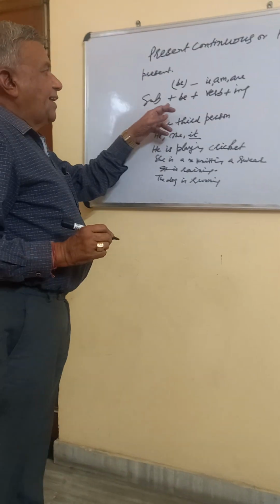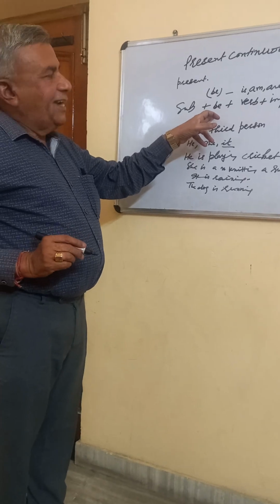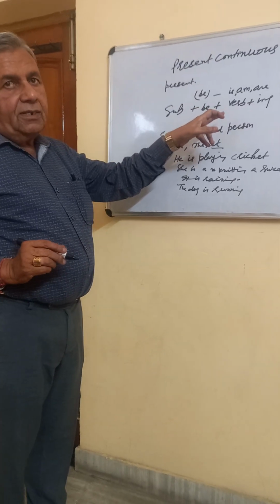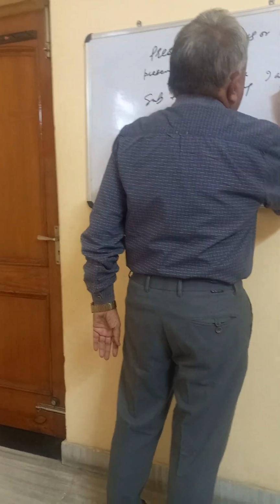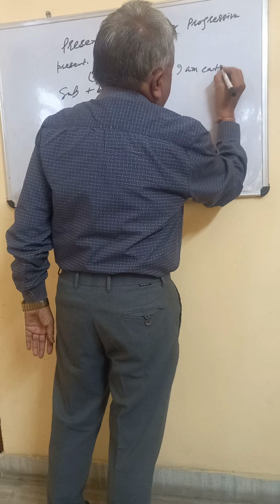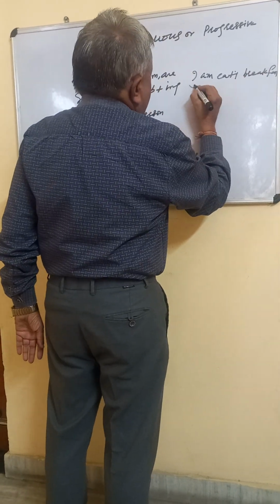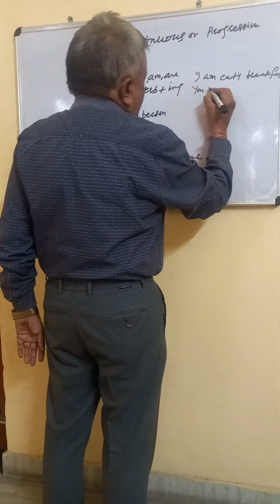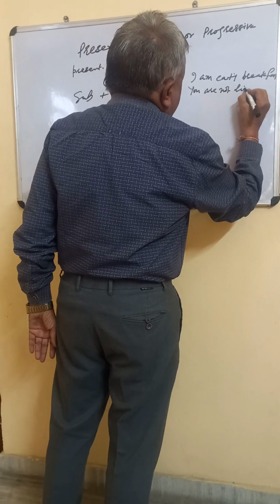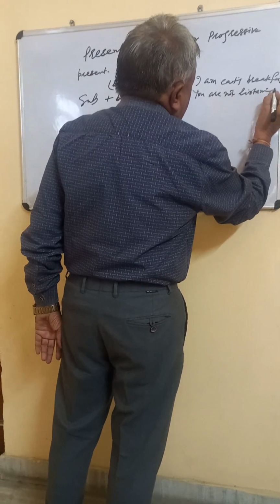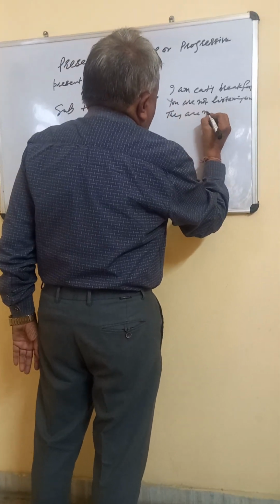But if the subject is I, then we use am. Am is used only with the subject I. And if the subject is you and plural, then we use are. I am eating breakfast. You is also treated as plural and we use are. You are not listening to me. They are making a noise.